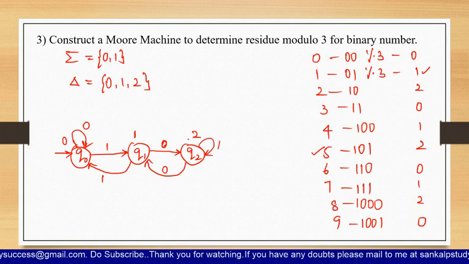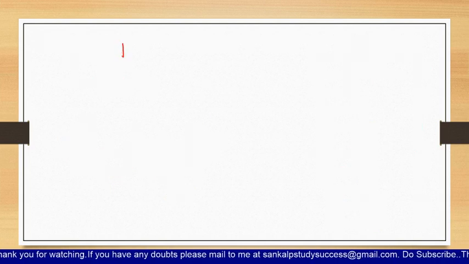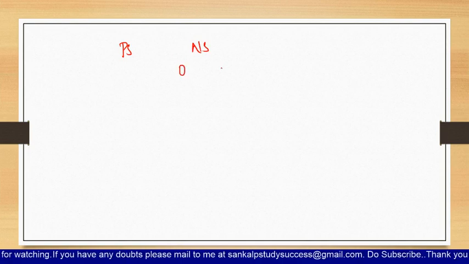That means we have to take the residue modulo 3 and we are going to get the remainders. Then we are going to draw the transition diagram for the Moore machine. Now you have to draw the transition table for the Moore machine like this: present state, next state with the input symbols of 0 and 1, and the output.